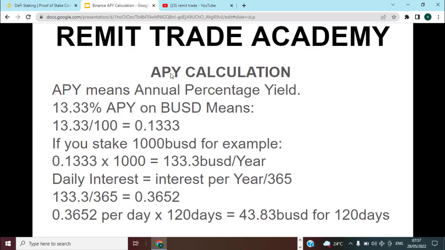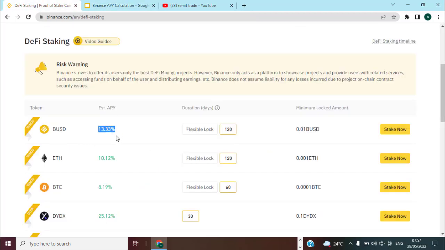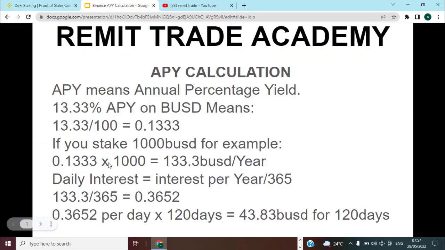For Binance APY calculation, APY means annual percentage yield. Now this is aside compounding. So if you have 13.33% APY on BUSD, that means you have to divide 13.33 by 100, which will give you 0.1333. Let's say, for example, you stake 1000 BUSD for the period of 120 days. You multiply 0.1333 by 1000, and you will have 133.3 BUSD per year. So this is what you will be getting per year.